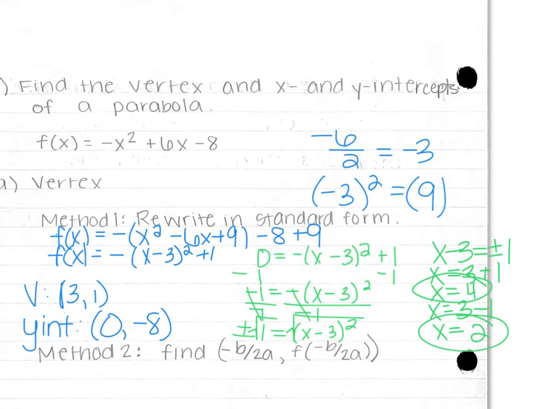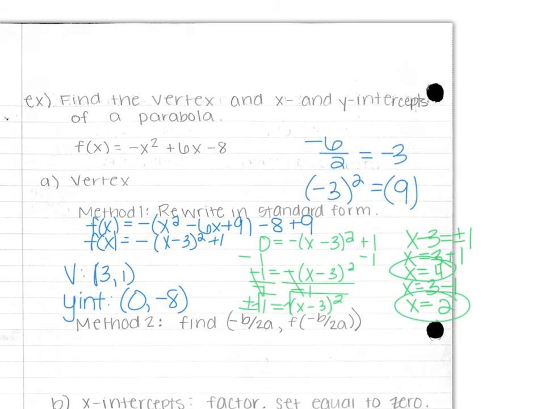So our x-intercepts are at (2, 0) and (4, 0). Okay. So the other method of finding your vertex, your y-intercepts are still pretty much the same. Usually that's c, and then your x-intercepts you want to factor and set everything equal to 0. But your y-intercepts have an alternate method.